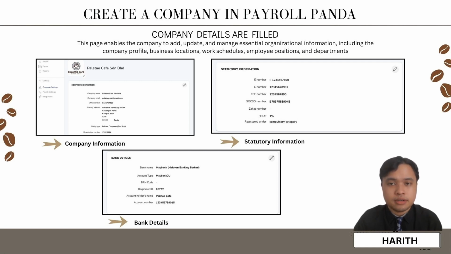1.1. Create a company in Payrollpanda. Make sure company details are filled. First, go to the company information page under Settings and enter the company details, statutory information, and bank details. Once all the required information has been completed, click Save to finish the company setup.